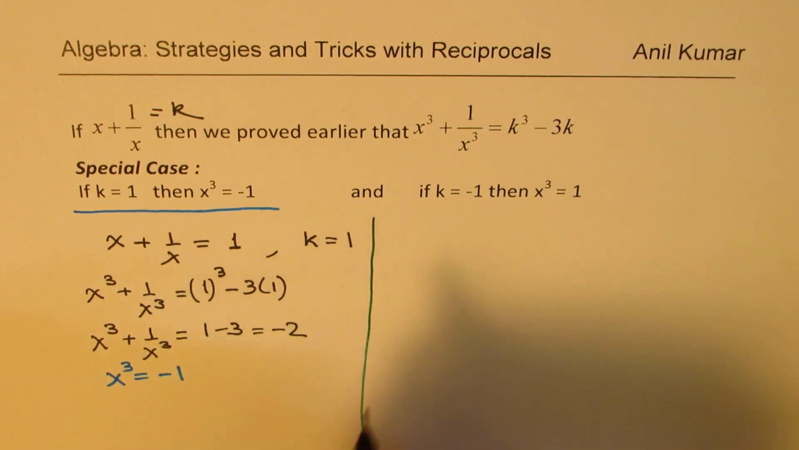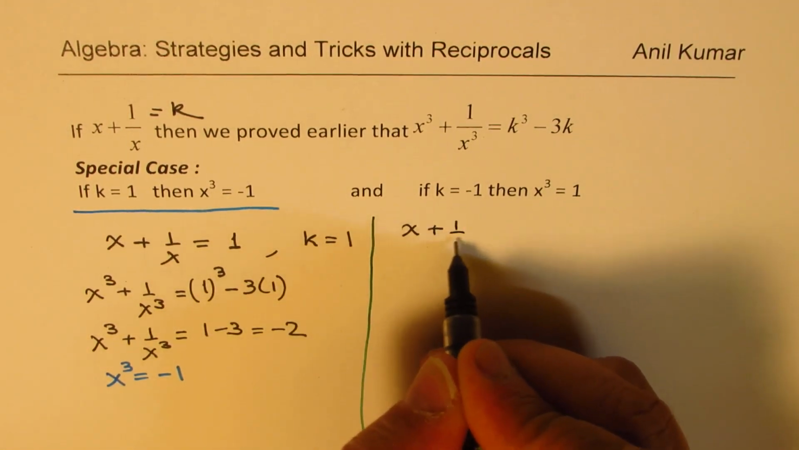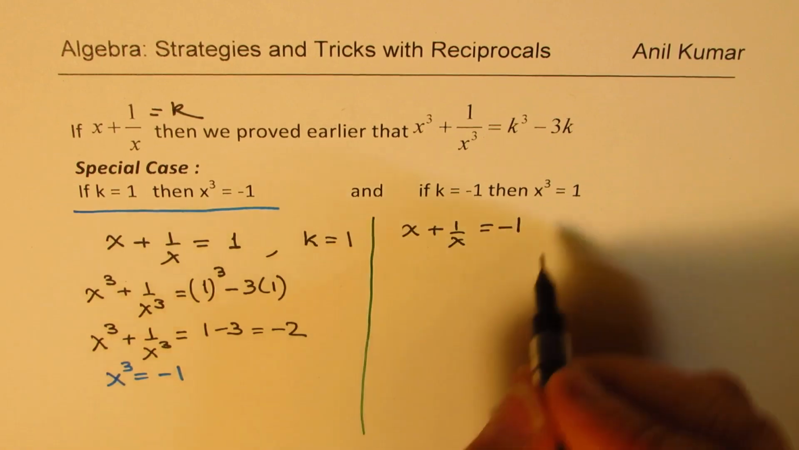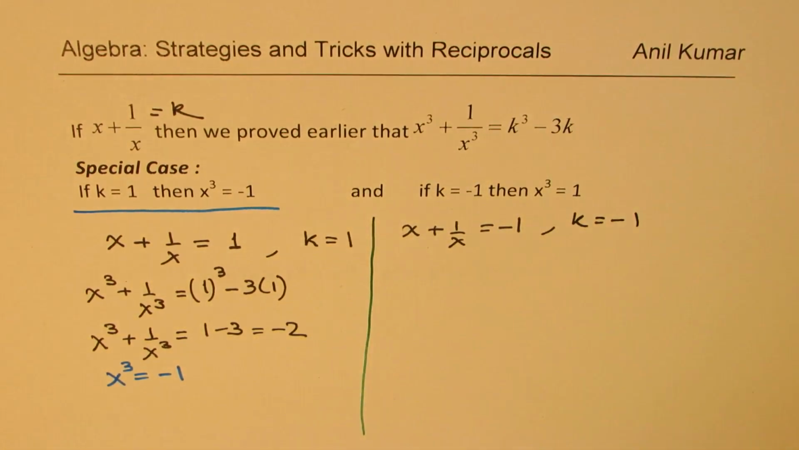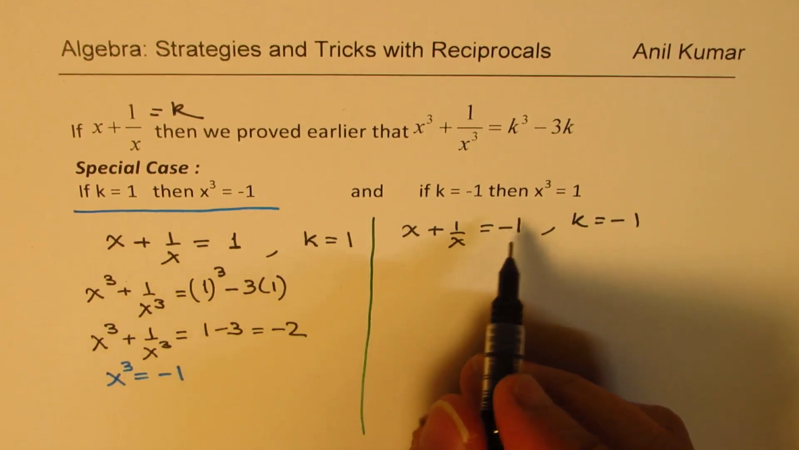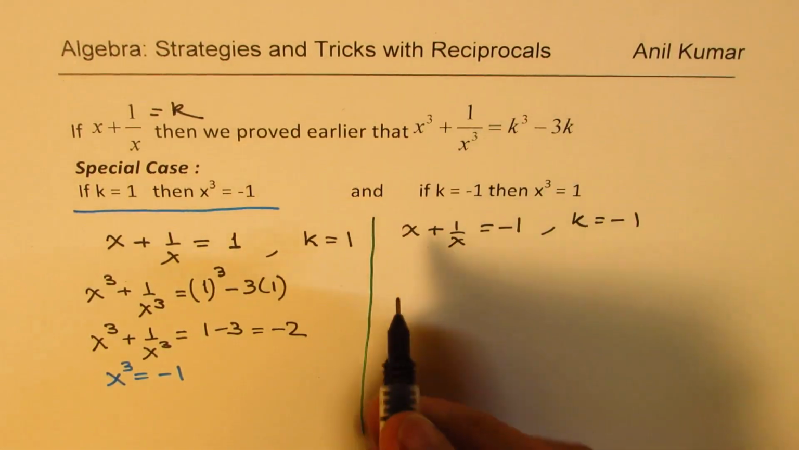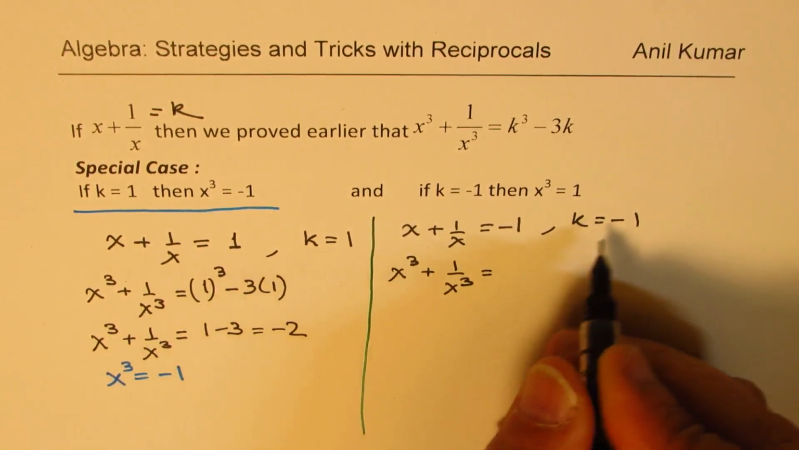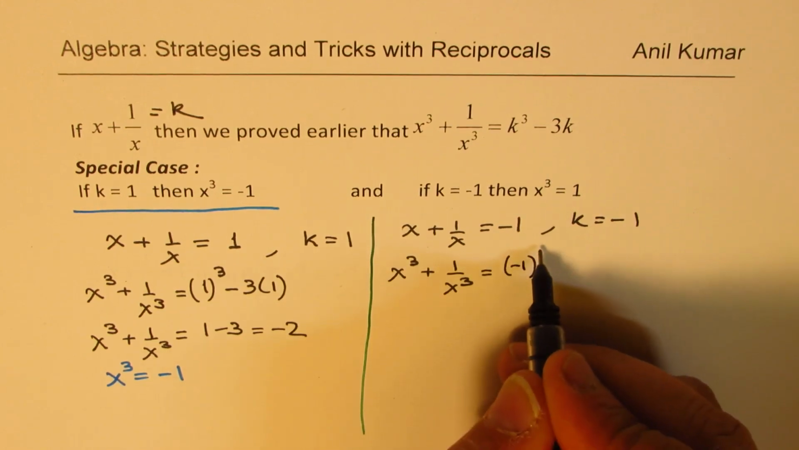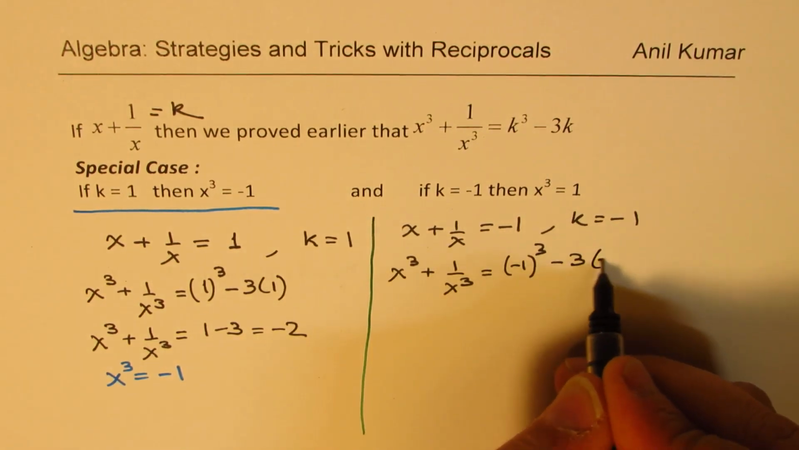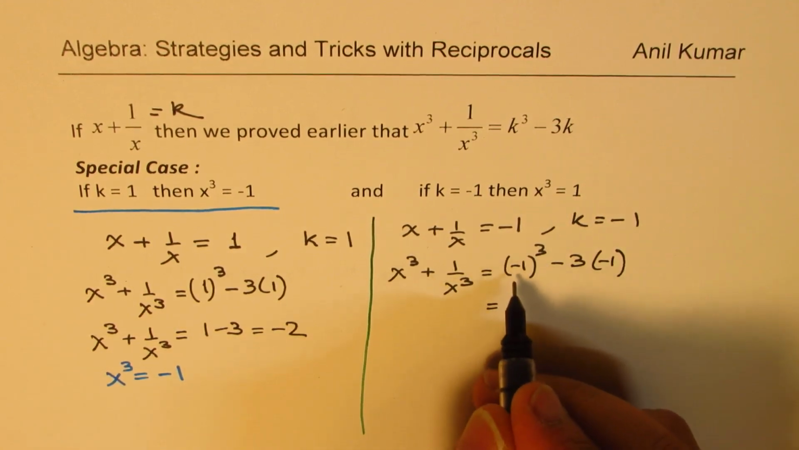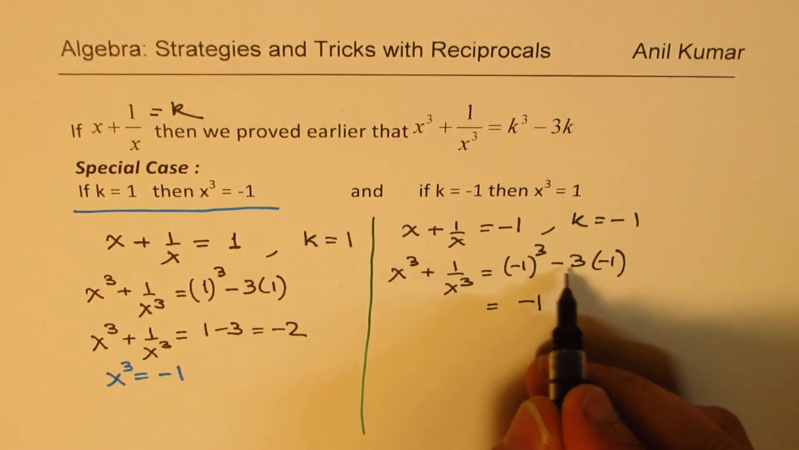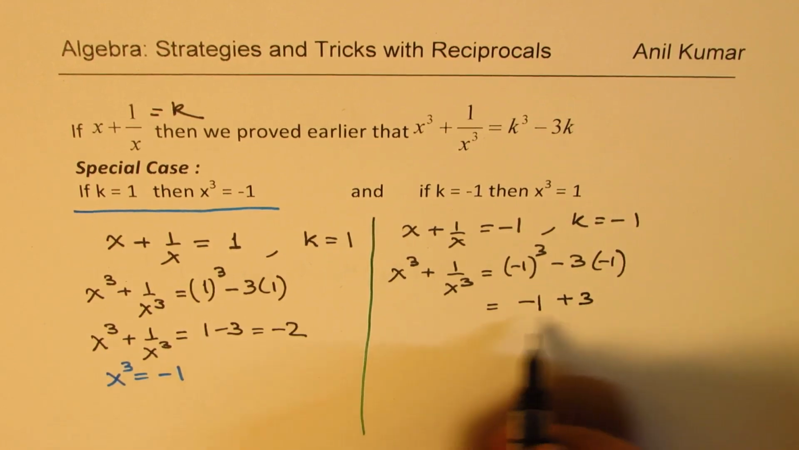Now let's see what happens when we write x plus 1 over x equals to minus 1. So that is to say, if k is equal to minus 1, then x cube is what? Perfect. Let's work it out. In that case, we know, applying this particular formula, we get x cube plus 1 over x cube equals to, k is minus 1, so minus 1 cube minus 3 times minus 1. So on the right side, minus 1 cube will be negative 1, and that gives us plus 3. And this results into positive 2.